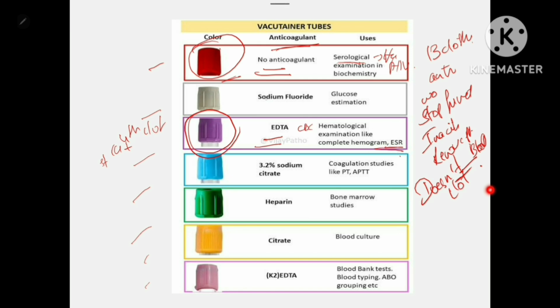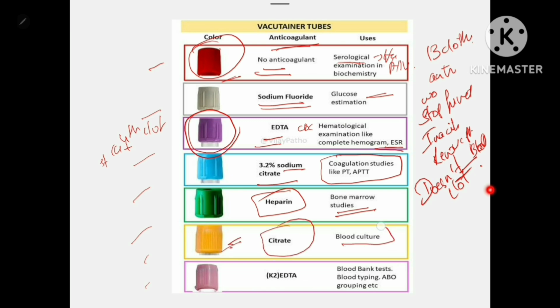So other things are sodium fluoride, which is used in glucose estimation, and sodium citrate, which is especially used in coagulation studies like the prothrombin test and all. And the other is heparin, especially in bone marrow studies, and citrate, which is yellow color, where it is used in blood culture, especially in microbiology. And another one is the pink color, that is EDTA. It is used in blood bank tests or blood typing or ABO grouping.